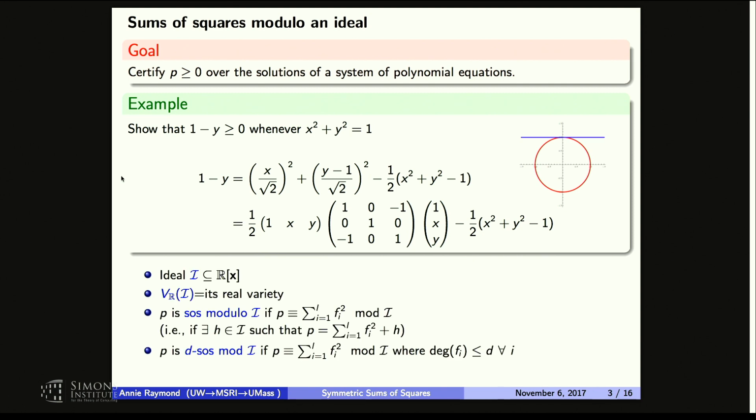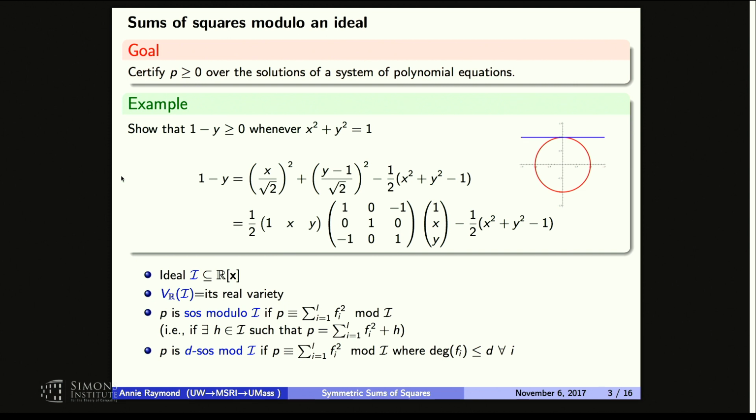I'll have some ideal I that is generated by some set of polynomials. And I'll look at its real variety, which will just be the roots of the system of polynomials. So here, for example, my ideal would be generated by the polynomial x squared plus y squared minus 1. And my real variety will be the roots of that, so just the unit circle. And so I'll say that my polynomial is a sum of squares modulo an ideal if I can write p as a sum of squares plus something that lives within my ideal, which I know is 0. Right? So I'll have something that is greater or equal to 0, my sum of squares, plus something that I know is 0 for every point that I care about.